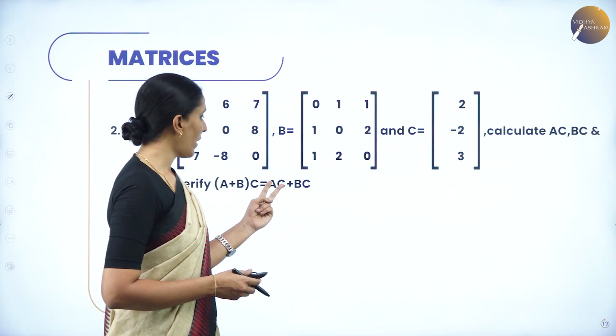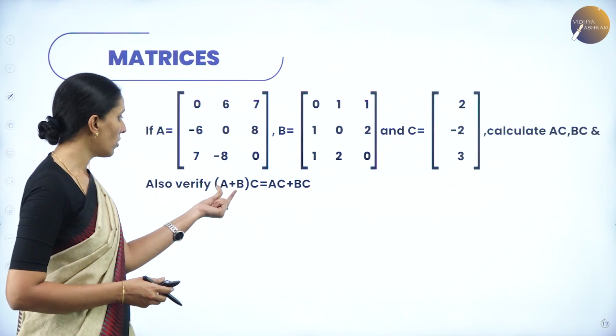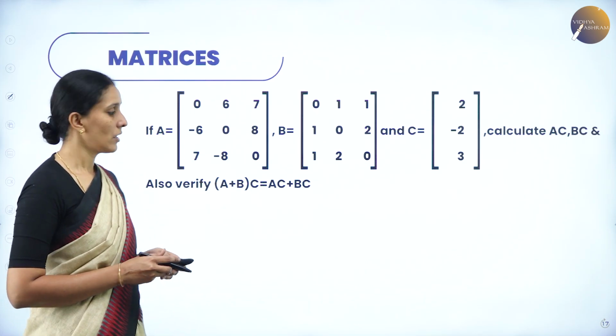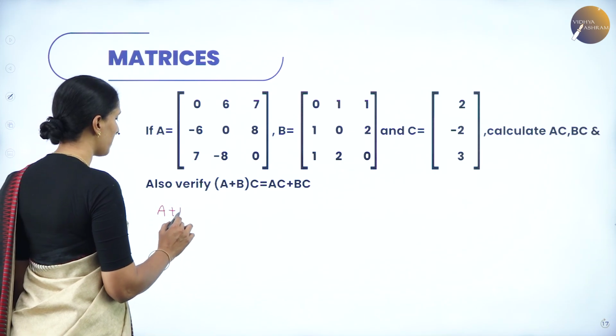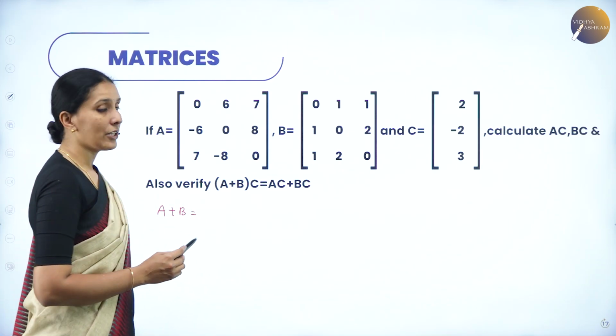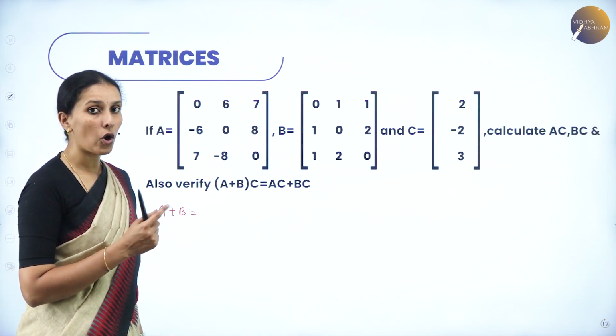So, here we need to find out the product of the matrices. We also have the sum of two matrices. So, let's check this. First, let us see what is A plus B. So, addition of two matrices means their order must be same.